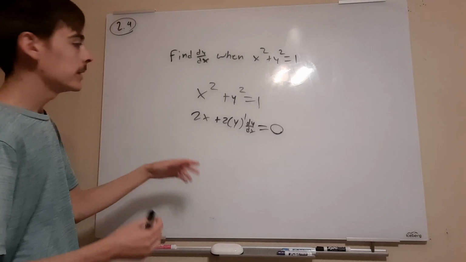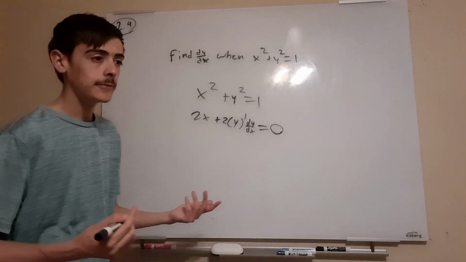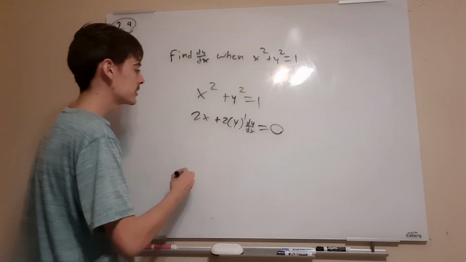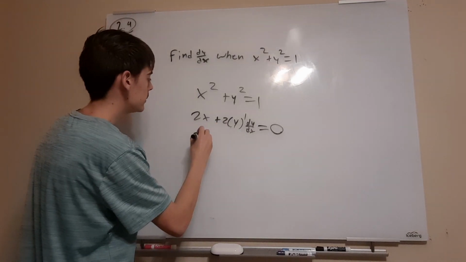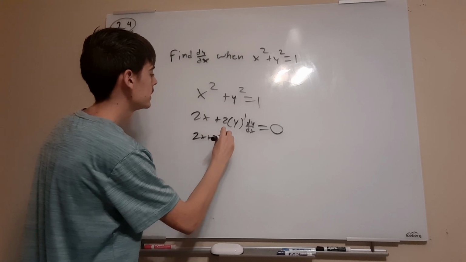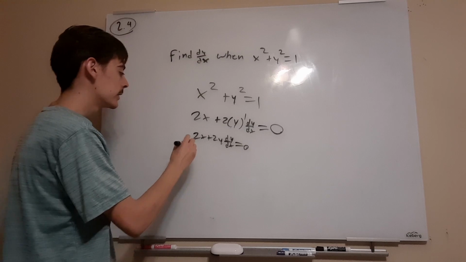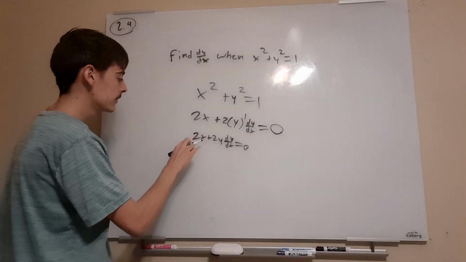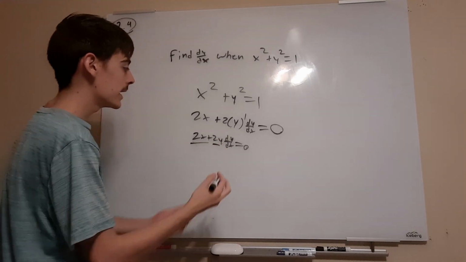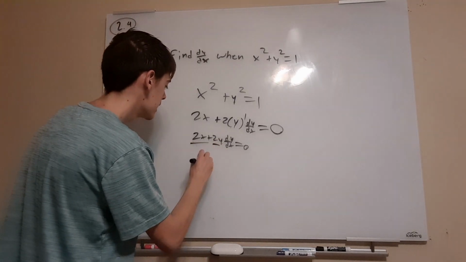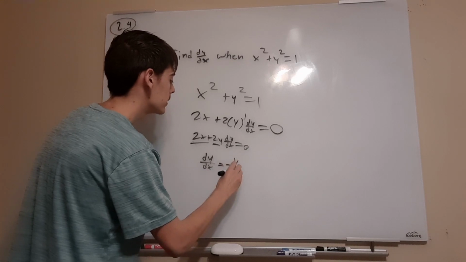And now we are pretty much done with the hard part, which is the differentiating and identifying what we have to use with respect to. So now it's just simplifying and isolating dy dx. First, let's clean this up. It'll be 2x plus 2y dy dx equals 0. Now we subtract this 2x over to the other side and divide both sides by 2y, and that will isolate dy dx. After doing that, we will get dy dx equals negative x over y.